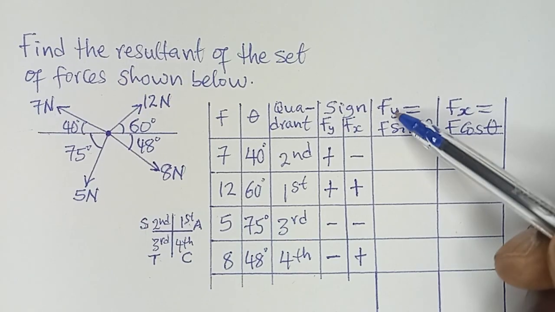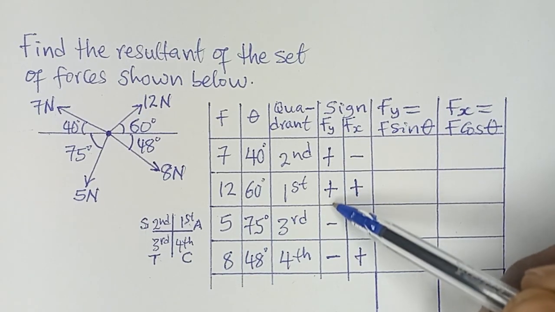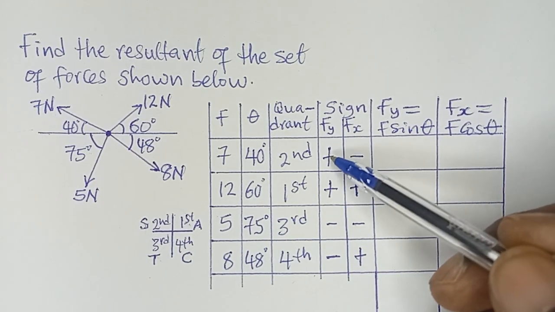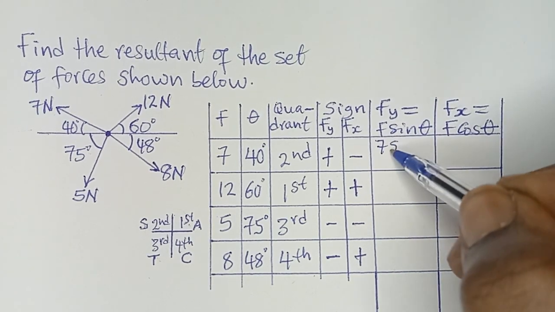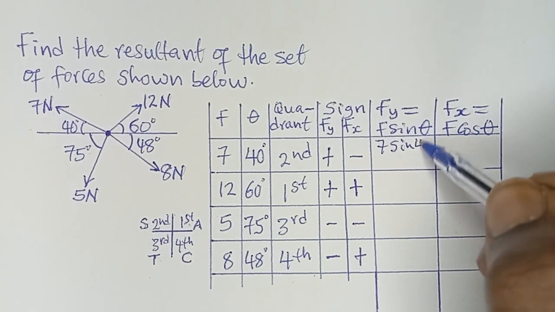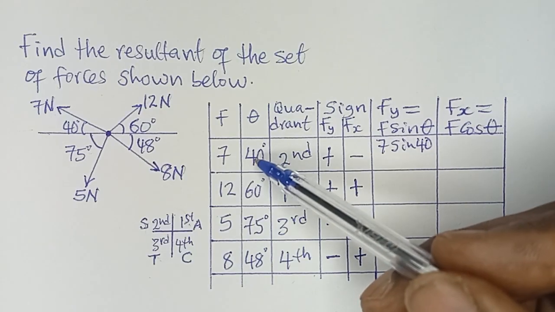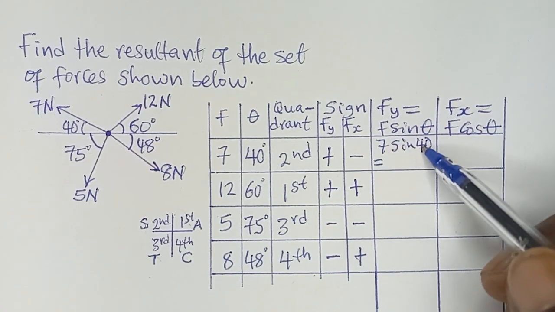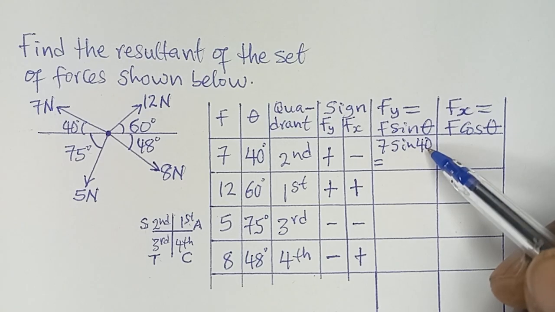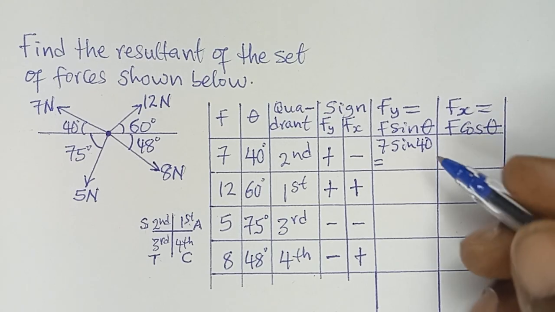Don't forget, this is F subscript y, so we are looking at the signs here. This sign is positive, so I'm simply going to write 7 sine the angle, which is 40 degrees. And 7 multiplied by the sine of 40 degrees will give me 4.500.